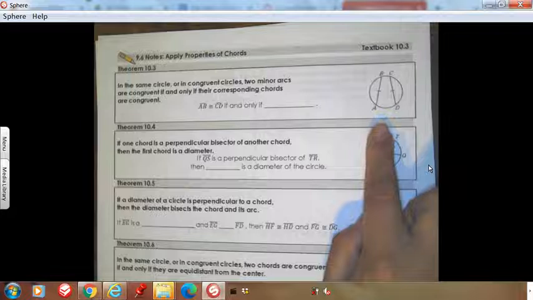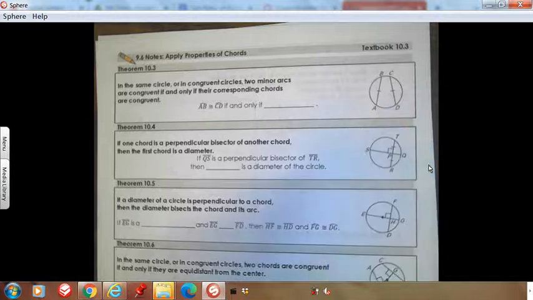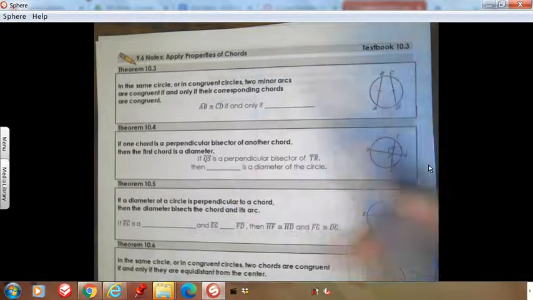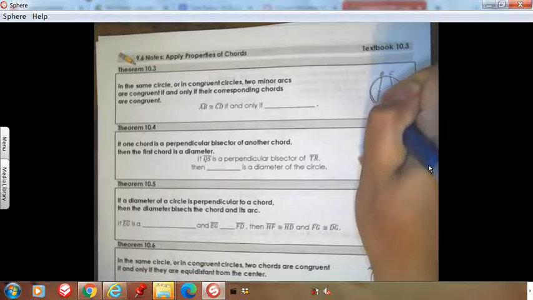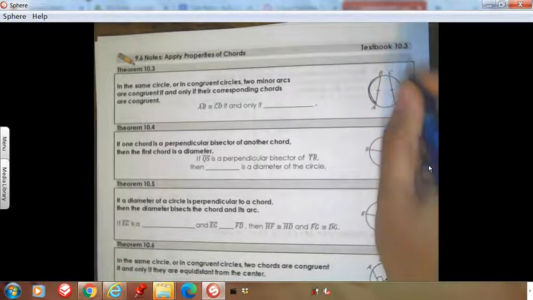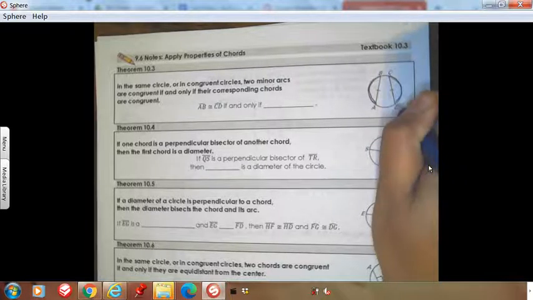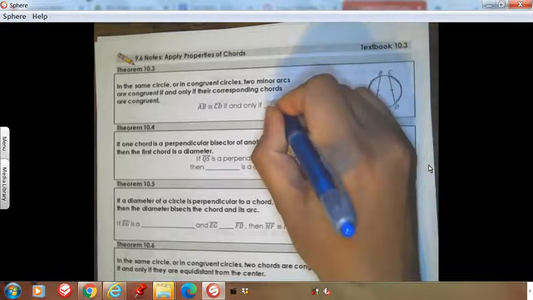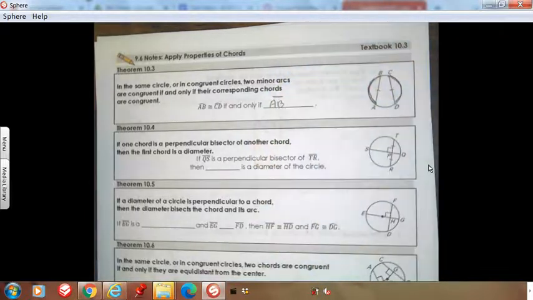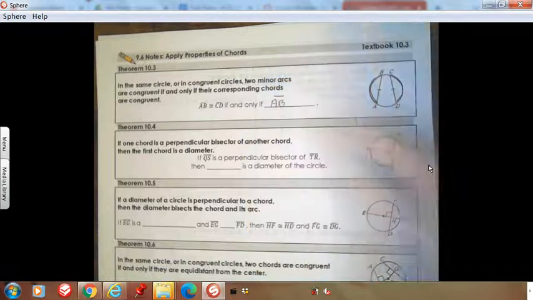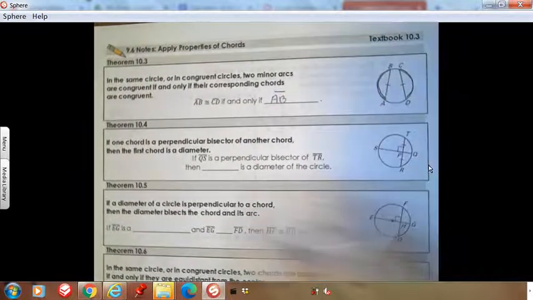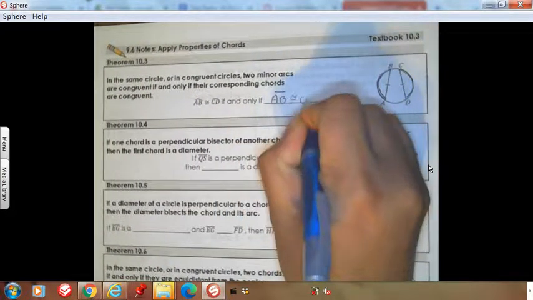So in this same circle, it says 2 minor arcs are congruent if and only if their corresponding chords are congruent. So this is showing us arc AB, this arc right here, and it's saying if that arc is congruent to this one, CD, then the chords AB and CD would be congruent as well. Remember when we write this about a chord, it's a segment symbol on top. So then we'd have AB is congruent to CD, like this.